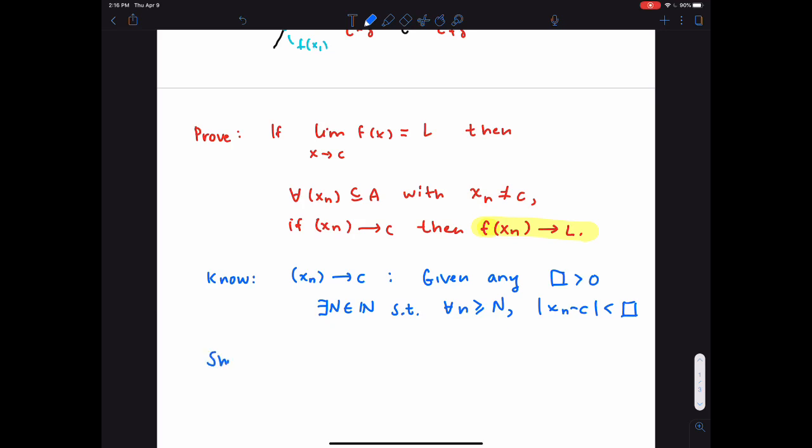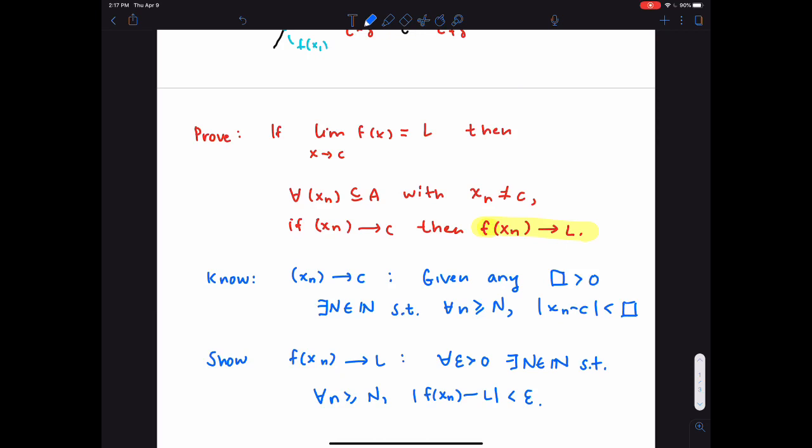And we are trying to show a similar statement, but with f of xn playing the role of our sequence. So here ultimately we want to show, here I'll write it, that for all epsilon greater than 0, there exists a capital N in the natural numbers, such that for all little n greater than or equal to capital N, the absolute value of f of xn minus L is less than epsilon.